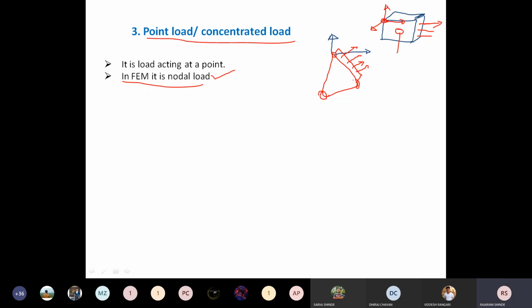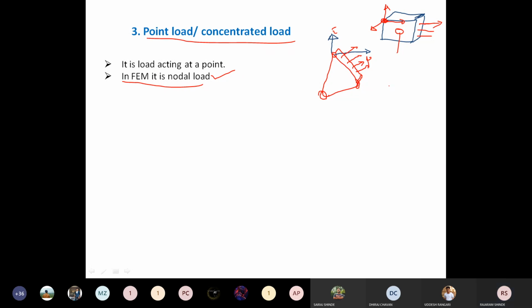Actually, the element is triangular, but it has all three dimensions. See here, thickness is a user input for a triangular element. That is a pressure load, and this one is a point load. This is considered as a nodal load. Here, this load is acting on the node, or we are putting the node where there is a point load.